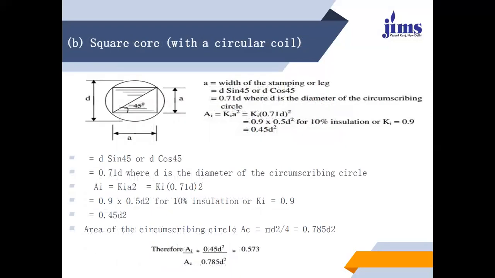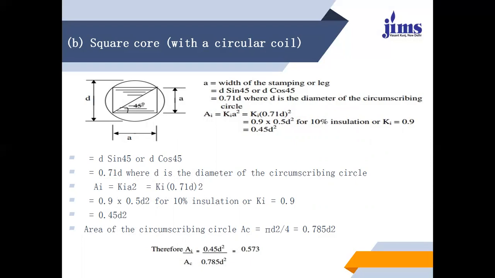For a square core type, the size, length and width will be the same. But whenever we use a circular coil, it will form a diameter. So the width of the stamping or leg A is equal to D sine 45 degrees, or D cos 45 degrees, so 0.71 D, where D is the diameter of the circumscribing circle. So Ai equals Ki times A squared, equal to Ki times (0.71 D) squared.